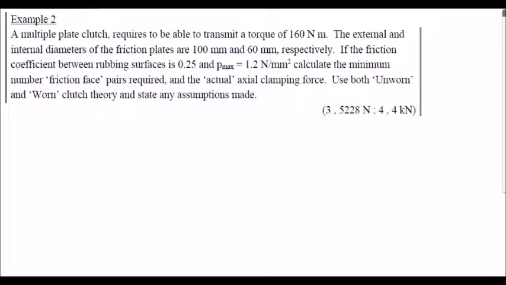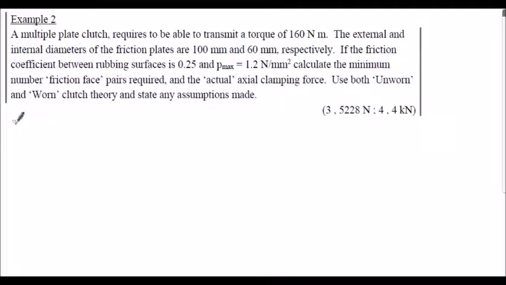There's a number of pairs of friction surfaces and the axial clamping force. We've got to use both unworn and worn clutch theory and state assumptions made. Okay, so a bit of work. Let's get the information from the question as always. Let's forget about the analysis for a second.